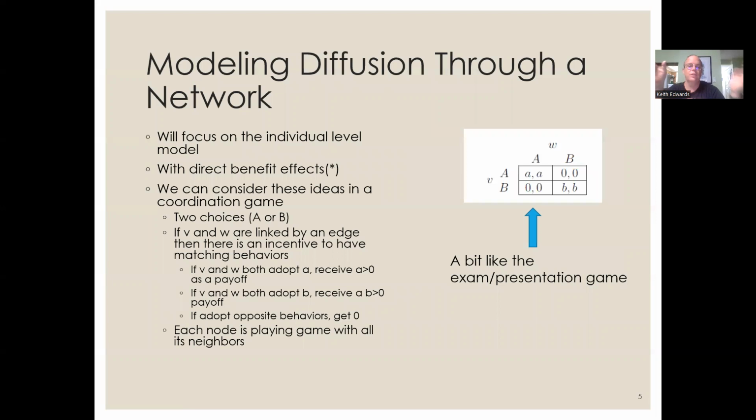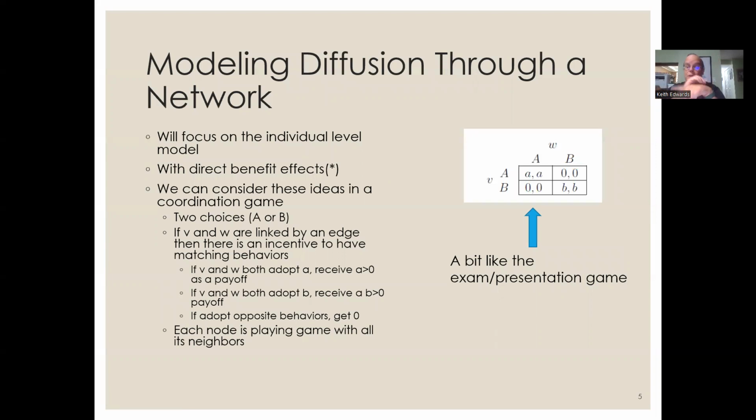So we can consider these ideas as a game theory game. There are two choices here, A or B. If V and W are linked by an edge in a social network, that is, they're neighbors, then there's an incentive to have matching behaviors, a bit like our exam presentation game that we talked about earlier. If V and W both adopt A, then they receive a payoff of A, which is greater than 0. If they both adopt B, they receive a payoff of B, which is greater than 0.